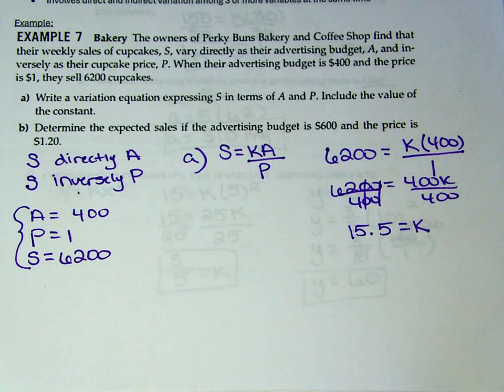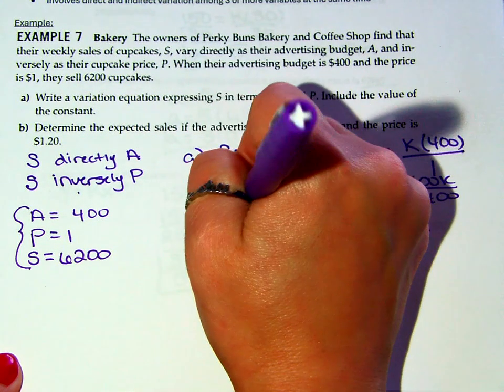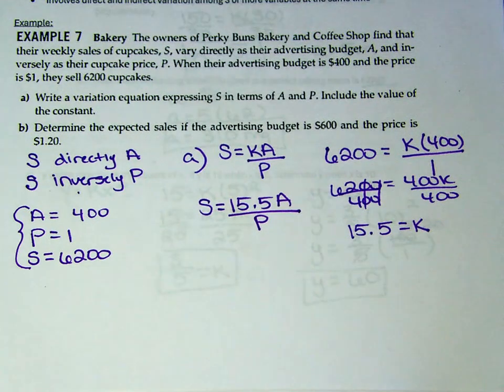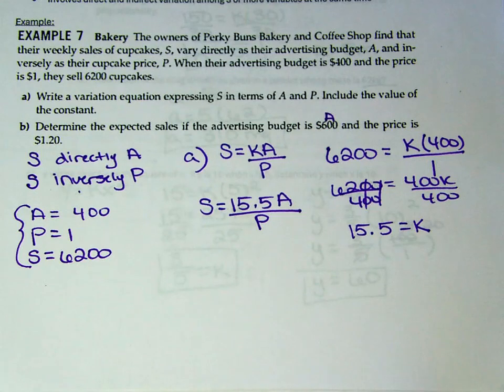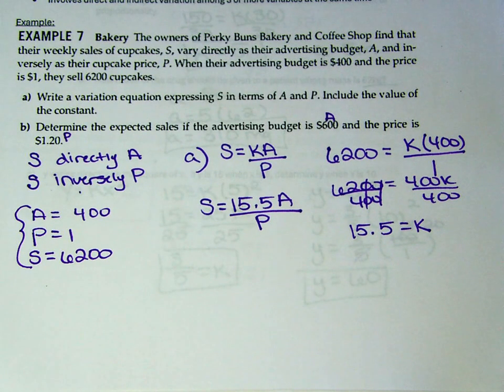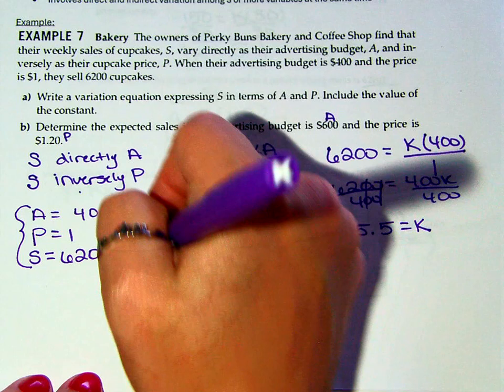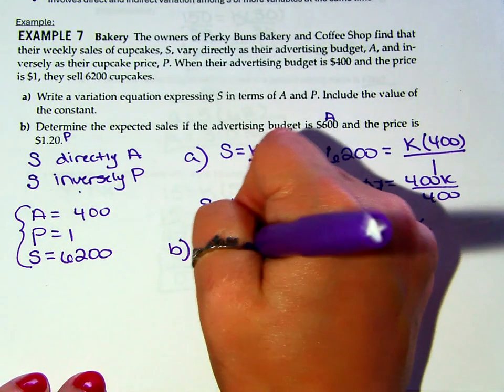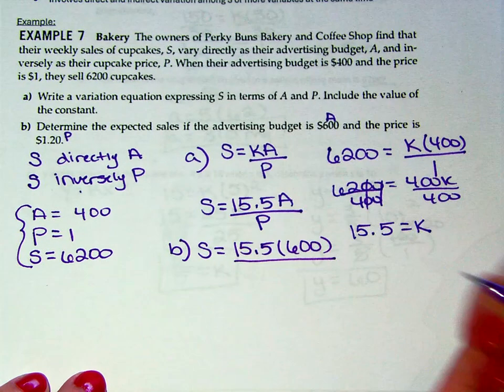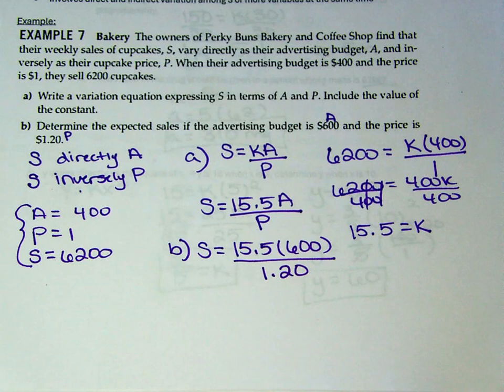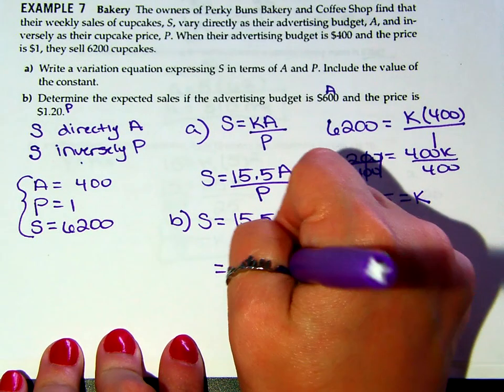This one says include the value of the constant. So if they wanted the more specific version, we'd write S equals 15.5 times the advertising divided by the price. That tells us cupcakes, which is what we're going to need for B. It says determine the expected sales if the advertising budget is 600, that's our A, and the price of the cupcake is 1.20, our P. We want to know how many cupcakes we can guesstimate we're going to sell if that's our advertising budget, but we also raise the price a bit. So the sales will be 15.5 times the advertising budget, 600, all over 1.20. If you type that in, we can guesstimate that that cupcake shop is going to sell 7,750 cupcakes.